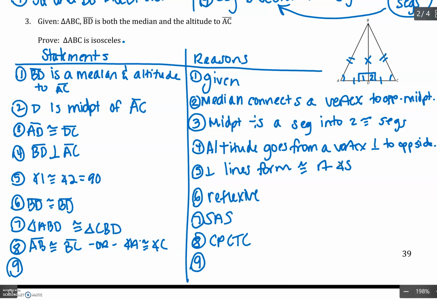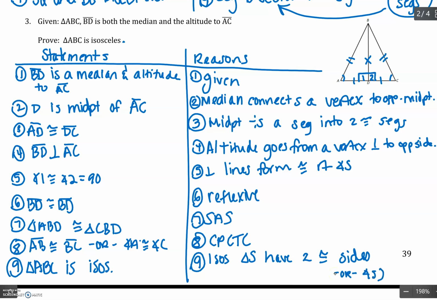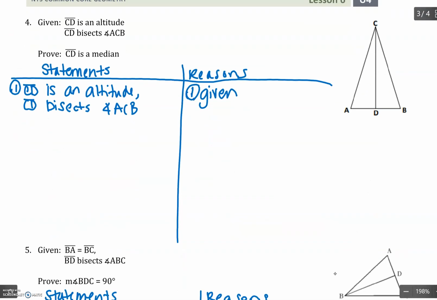So because I found that from CPCTC, I know that triangle ABC has to be isosceles. And I know that because isosceles triangles have two congruent sides, or you can use angles if you use the angles here. Doesn't matter, either one. All right, for number 4, CD is an altitude.